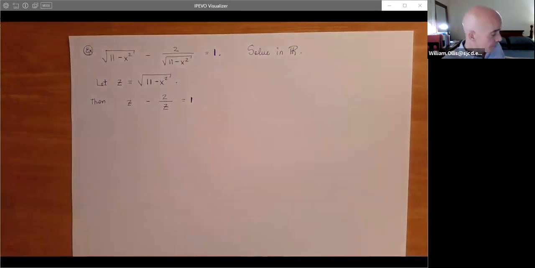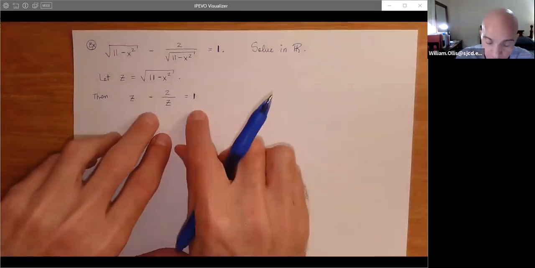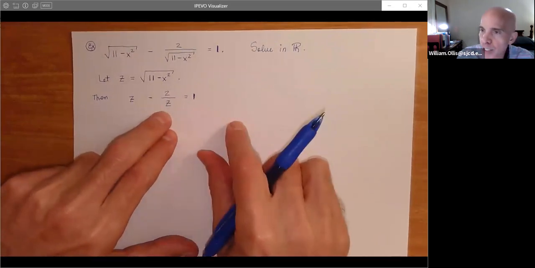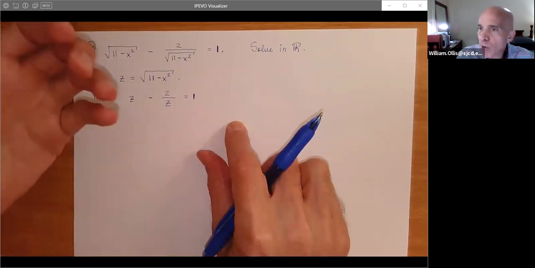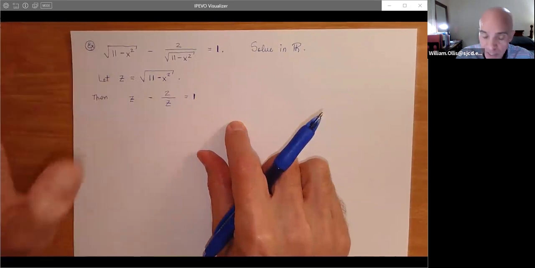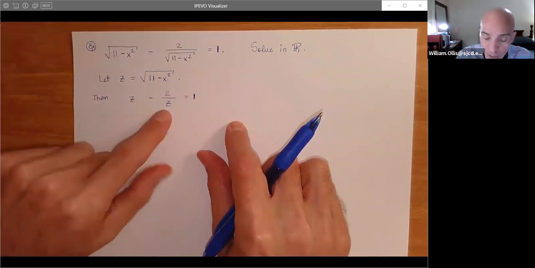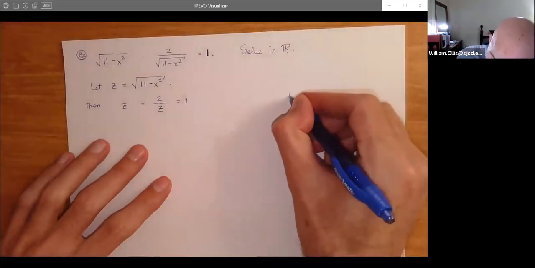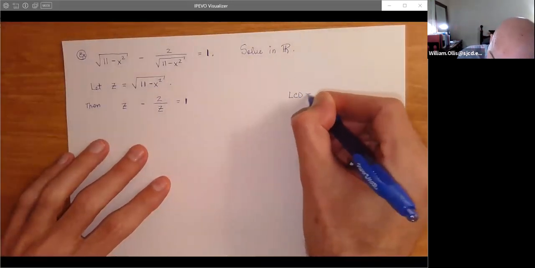Okay, so when you look at this, you're thinking, I can solve this if I can clear the denominators and then see what happens. Obviously, 0 is not going to work for z. That would have to be something that would never work. But the least common denominator here is z. So we can just say LCD is z.